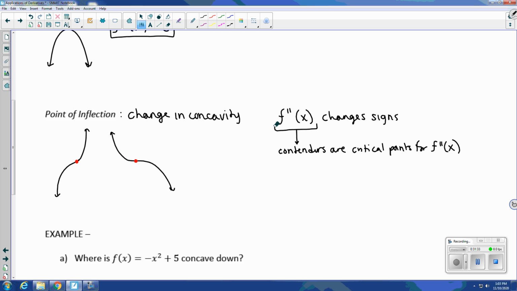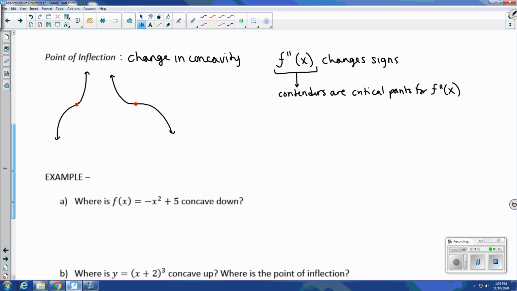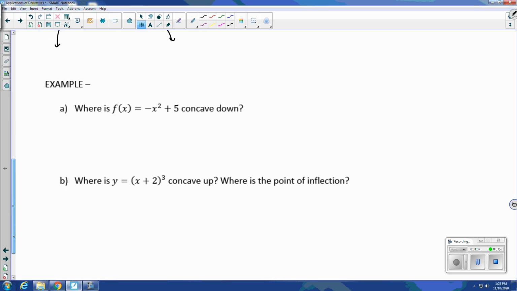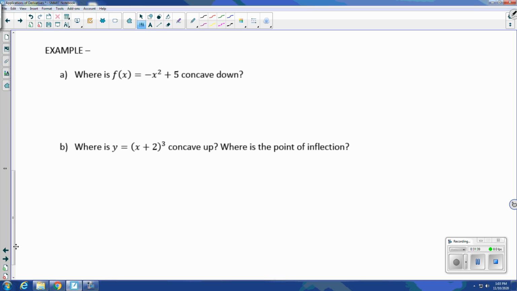How you find those critical points is the same way we found critical points in our first derivative test. So a couple of quick examples. Where is this function concave down? If I want to know about concavity, I'm going to analyze the second derivative. The first derivative is negative 2x. The second derivative is just negative 2. So the second derivative is always negative, which means it's always concave down.